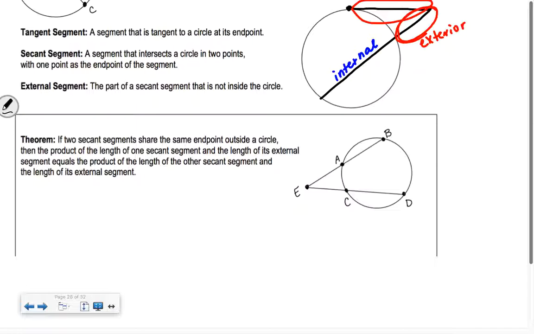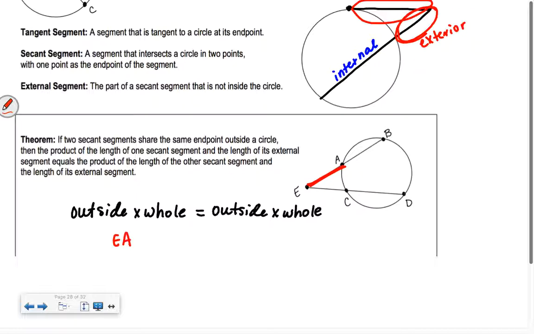That's a mouthful. So what I want you guys to remember is that the outside times the whole is equal to the outside times the whole. And this will work for all of these ones where it's meeting on the outside of the circle, where they intersect on the outside. So in this case, this would be the outside, EA. What's the whole thing? What's this whole secant segment? EB, right? That's times EB.